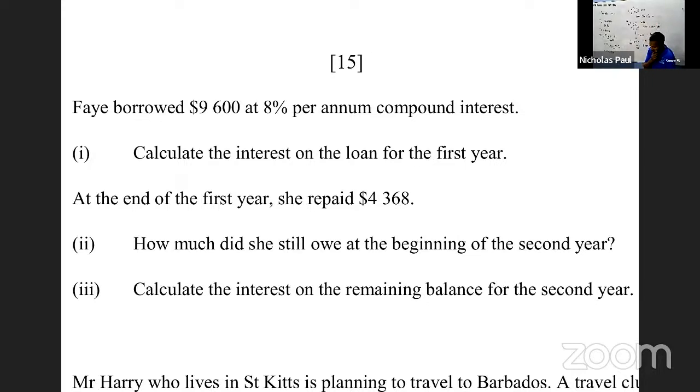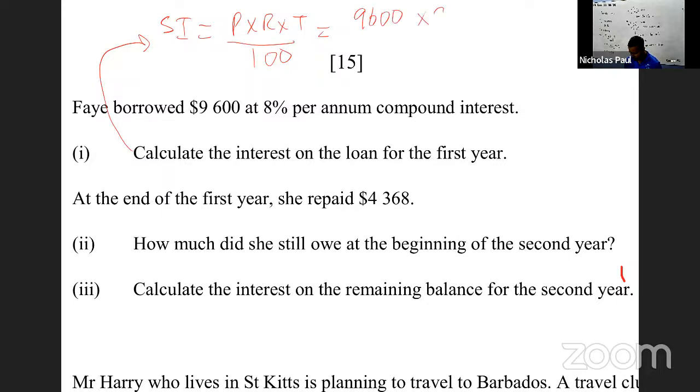At the end of the first year, she repaid 4,368. Calculate the interest on the loan for the first year. For the first year, we're going back to the simple interest formula, but using time as 1 year. That simple interest will be principal by rate by time over 100. The principal is 9,600, the rate is 8%, and the time is 1 year, all over 100.